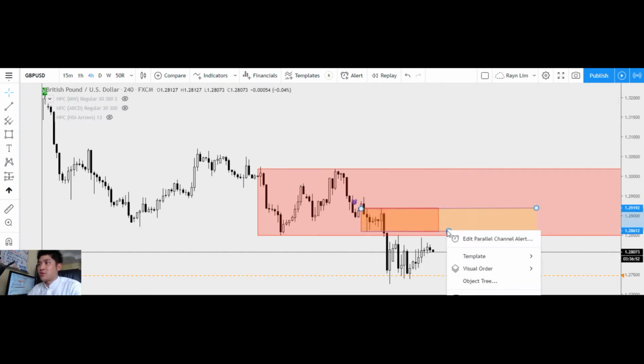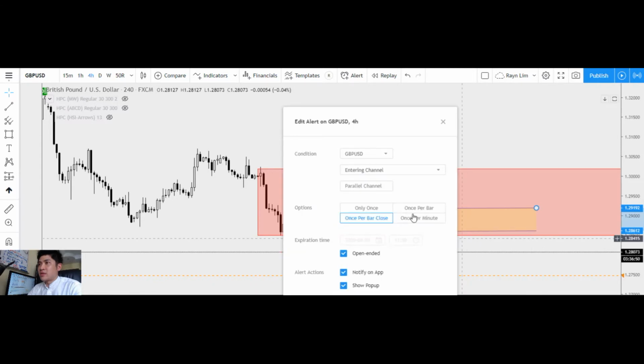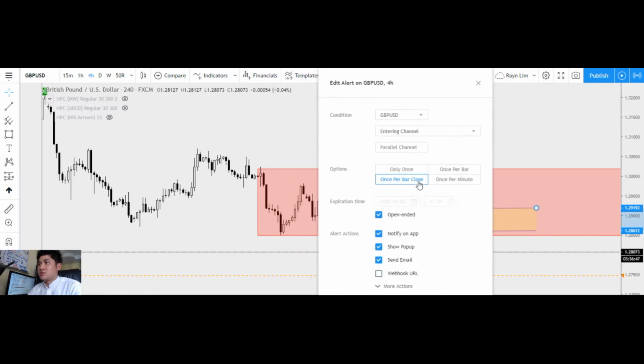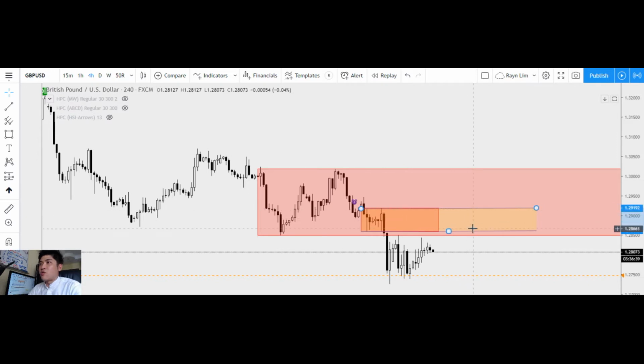So let me just show you quickly, but I think this might be only for the paying members. I can choose a once per bar close. So after the bar is closed, above or within the line, this zone, then it will alert me. I don't want this kind of shadow touching, because to me it's pointless, and I have to reset the alert again and stuff like that. So it only works for trend lines and channels. You can set it as per bar close.